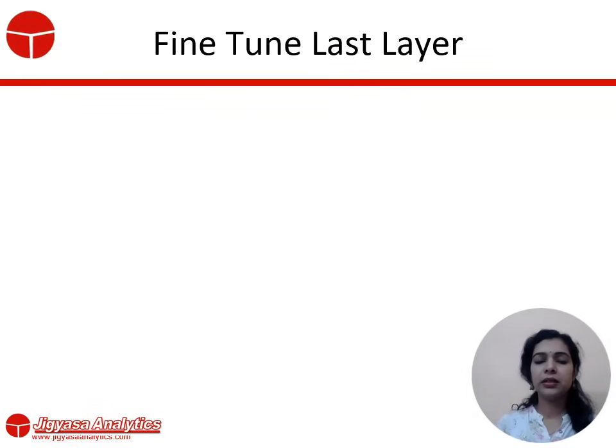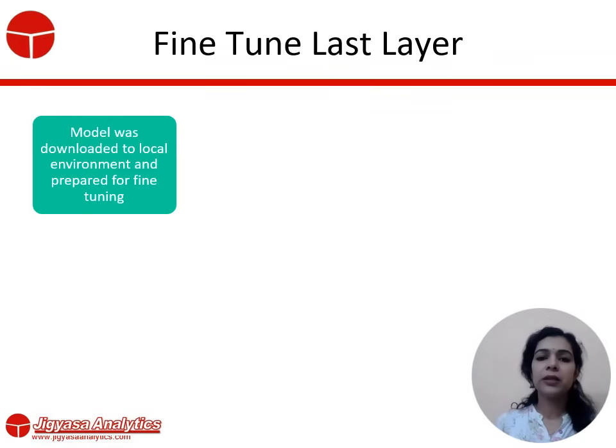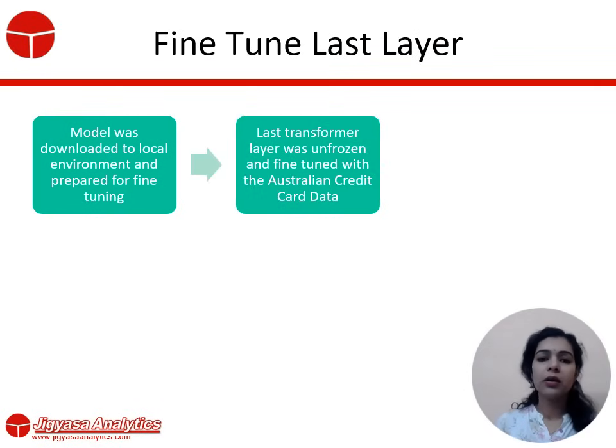Fine-tune last layer. This experiment begins with downloading the model to a local environment and preparing it for fine-tuning. First, we freeze all the layers of the model and attach a classification head at the end of the last layer. Next, we unfroze the last layer of the model and fine-tune it using a custom loss function and best model selection function on the Australian credit card data.